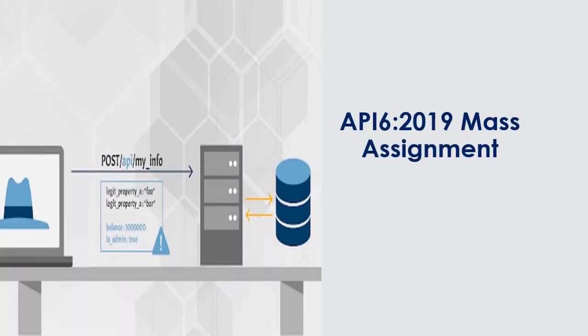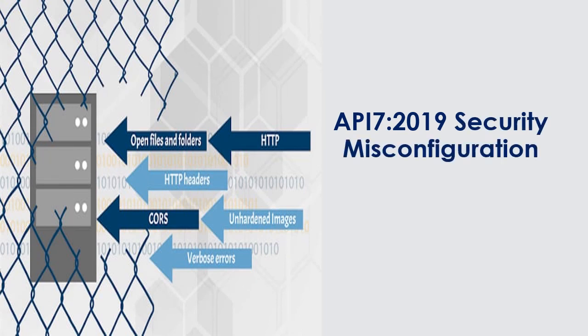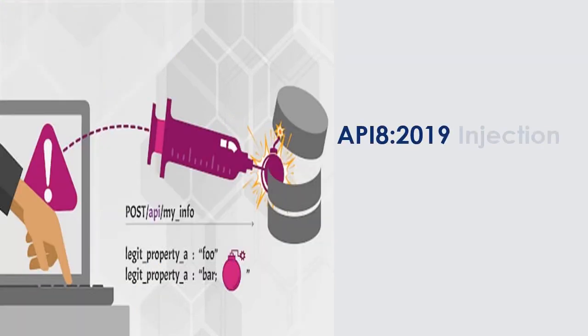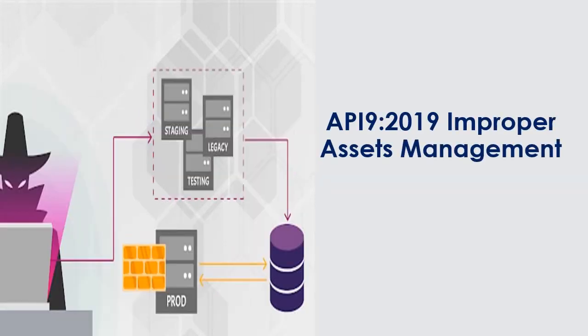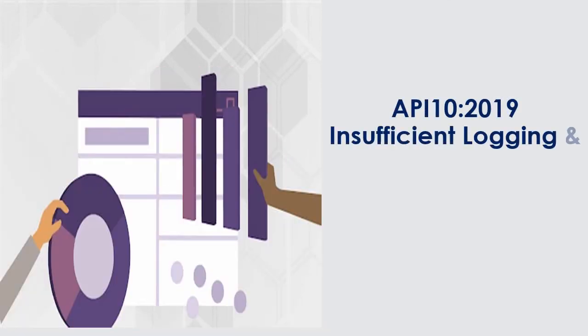API 6, 2019 Mass Assignment. API 7, 2019 Security Misconfiguration. API 8, 2019 Injection. API 9, 2019 Improper Assets Management. API 10, 2019 Insufficient Logging and Monitoring.